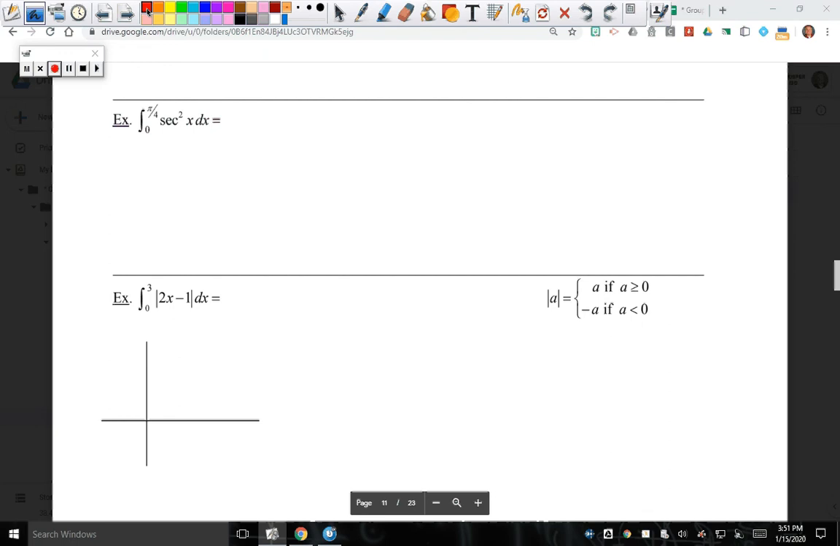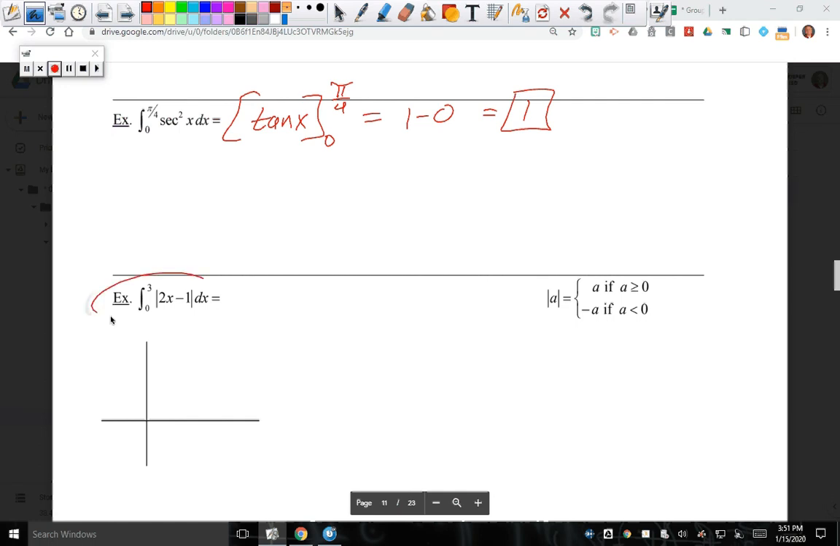Let's go to secant squared x. What's the antiderivative? Tangent x. No plus c, because it's a definite integral. What's the tangent of pi over 4? 1. What's the tangent of 0? 0. Answer's 1.